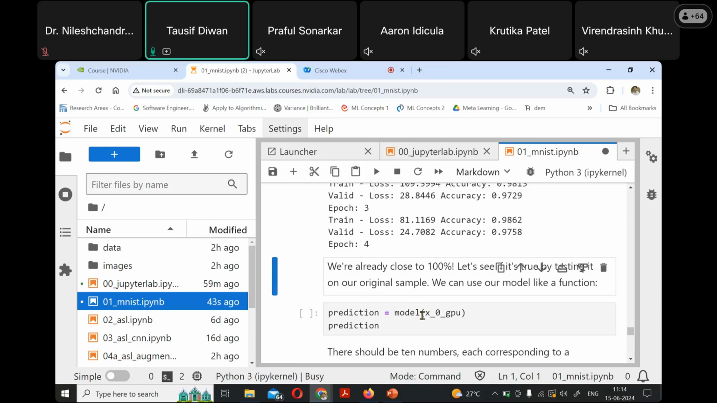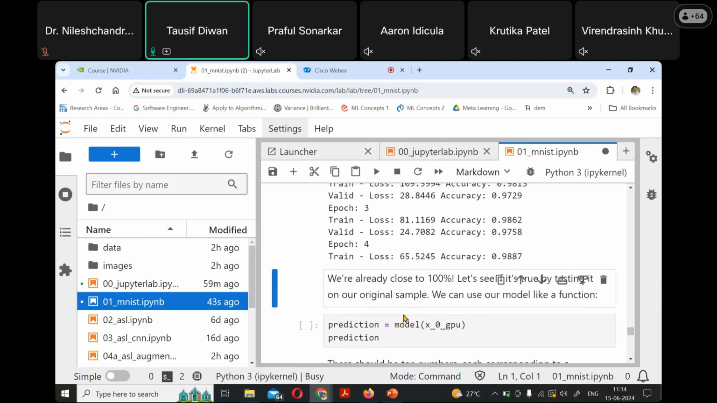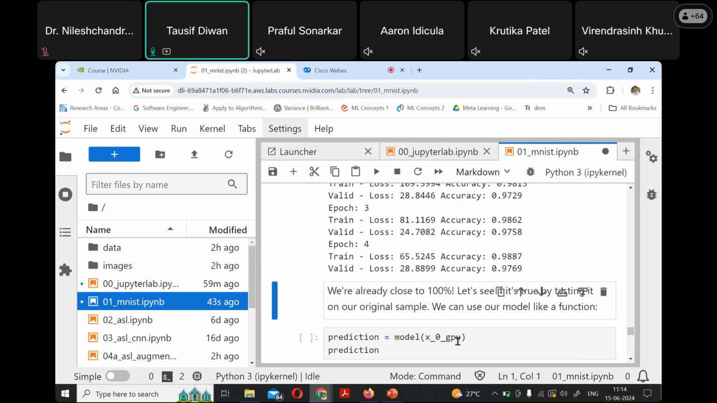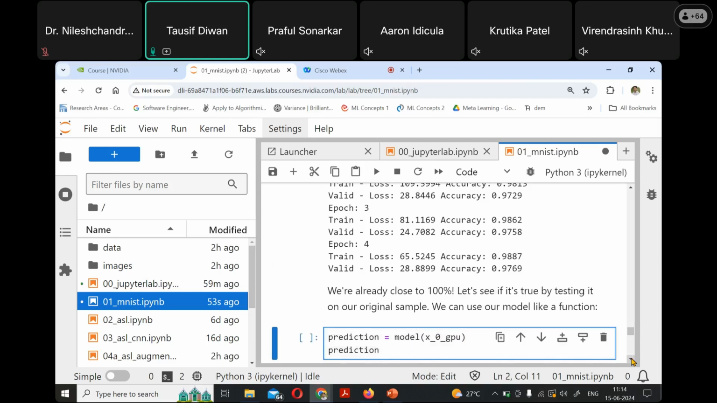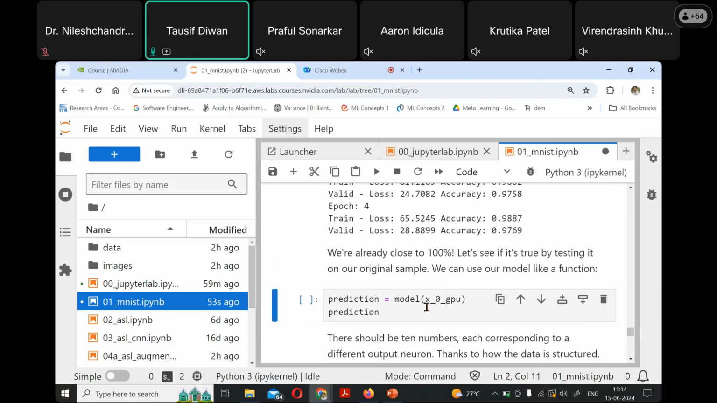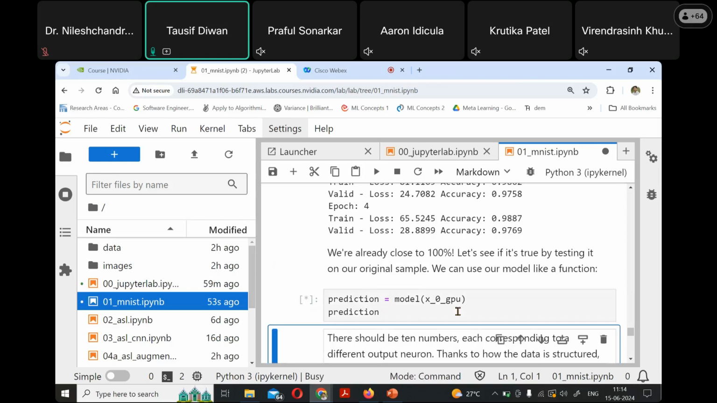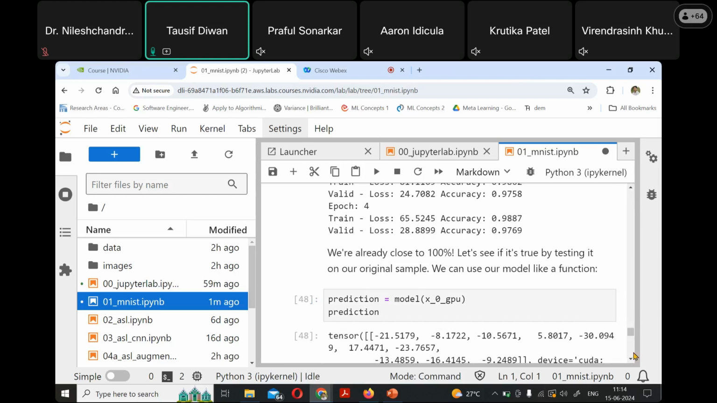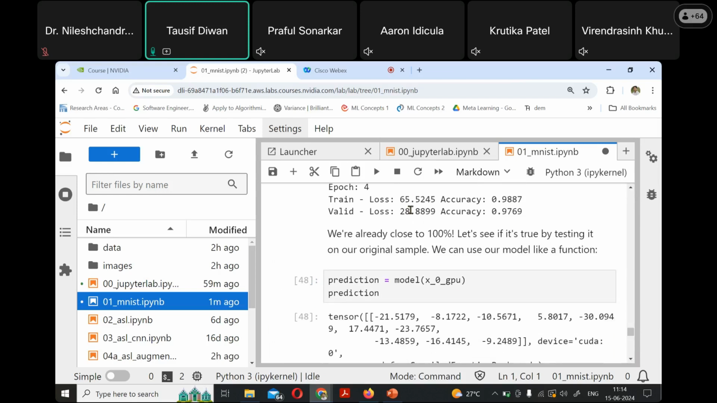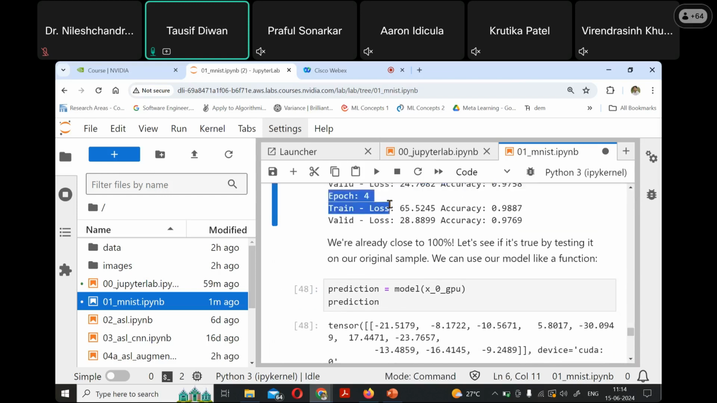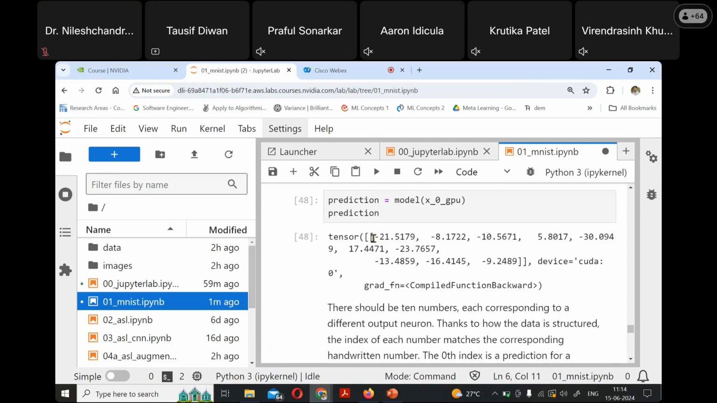And then this last cell that we are passing, the model is evaluated on this x of 0 dot gpu, and we will call this prediction, like what is the outcome of this. See, when we run this cell, see the output. This is epoch 4, meaning the last iteration, because we are running it for 5 epochs, 0 to 4. And this is my outcome.